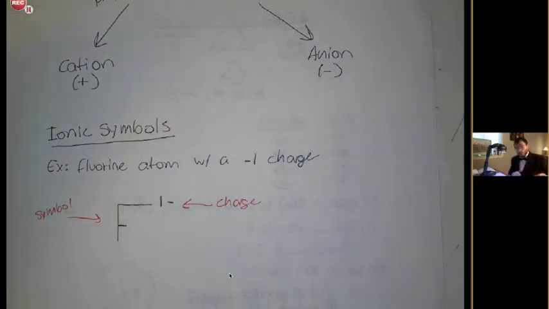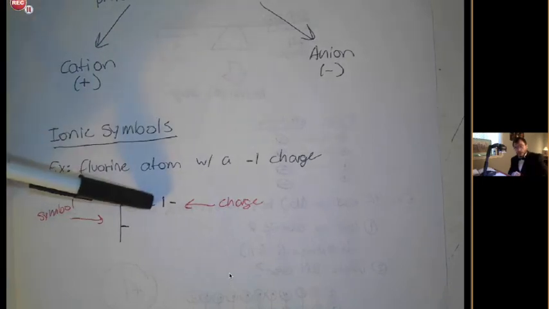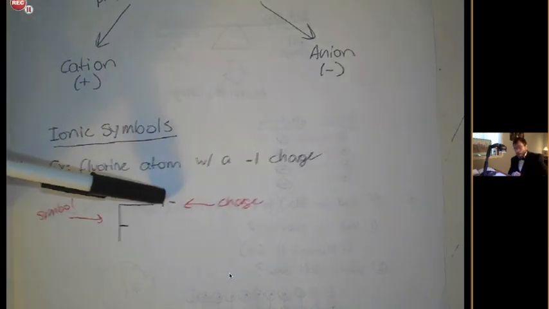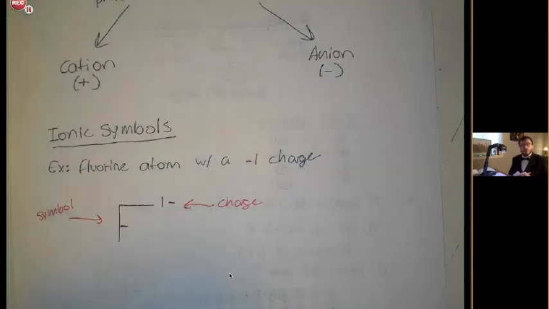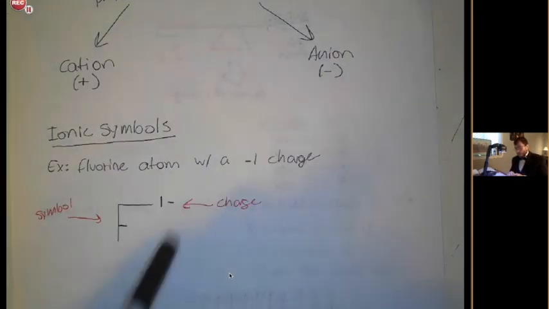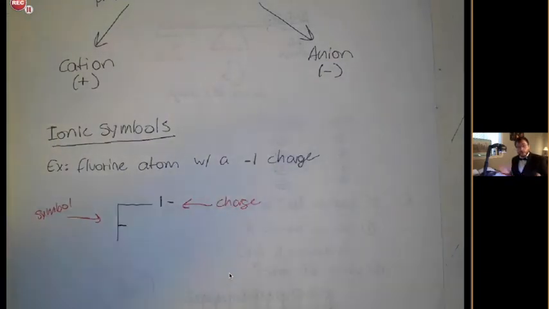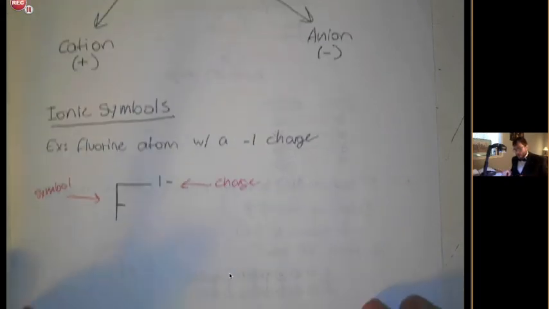Now you'll notice that I didn't put the negative over here. I didn't go negative 1. I went 1 negative. And that's just a weird thing that chemists do. So you always put the charge after the number in the top right-hand corner. But otherwise, this is how it goes. This is the ionic symbol for fluorine.